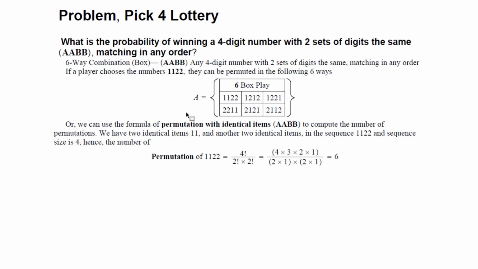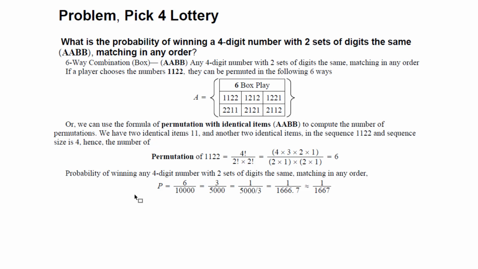But how do we know that? We can apply the formula of permutation with identical items for a sequence of the form AABB. The size of this sequence is 4, so here we have 4 factorial, and the size of the identical items here is 2, so we divide by 2 factorial and we divide by the size of the second set, which is also 2 factorial, and we get 6 possibilities or 6 outcomes.